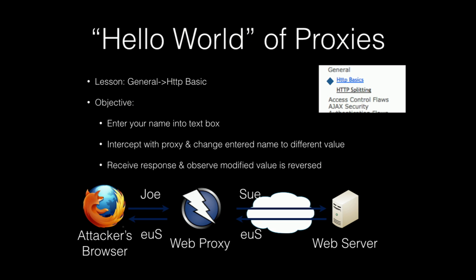So to demonstrate the idea of a proxy, there's an example in the lab where you would submit from your browser username Joe. You'd intercept with the proxy and change that to Sue. The web server would get the name Sue, and the application on that web server, the page we're using, is instructed to reverse whatever you send it, and so it would send back the reverse of Sue. So just illustrating that the proxy stops the traffic, it allows you to make any sort of manipulations that you want.